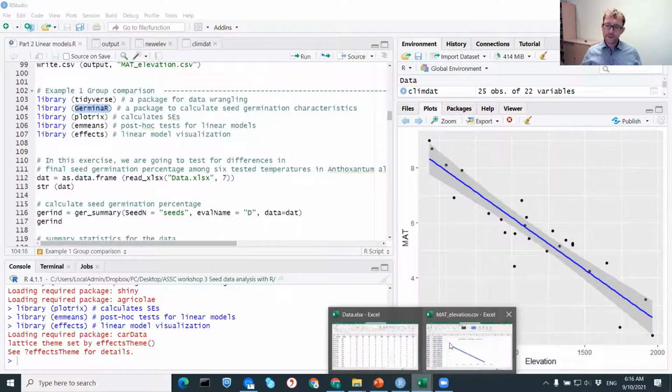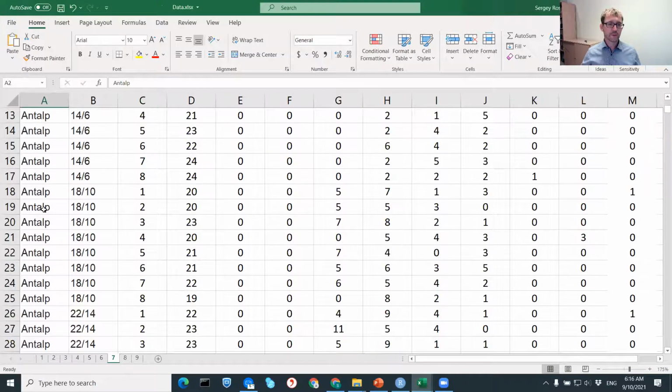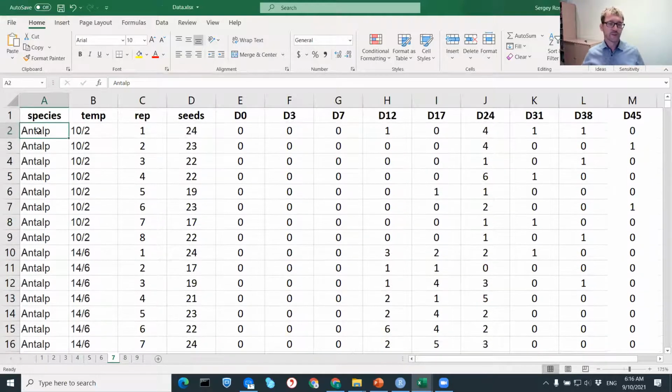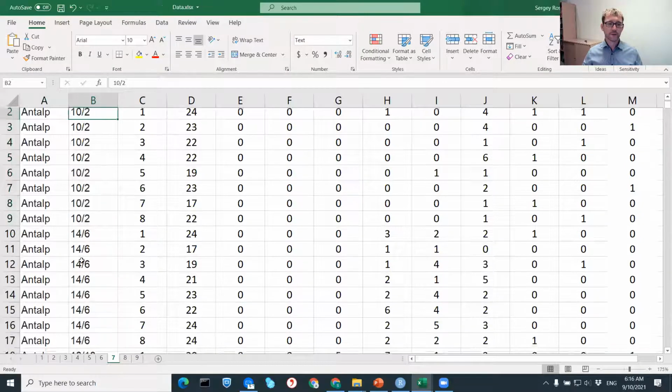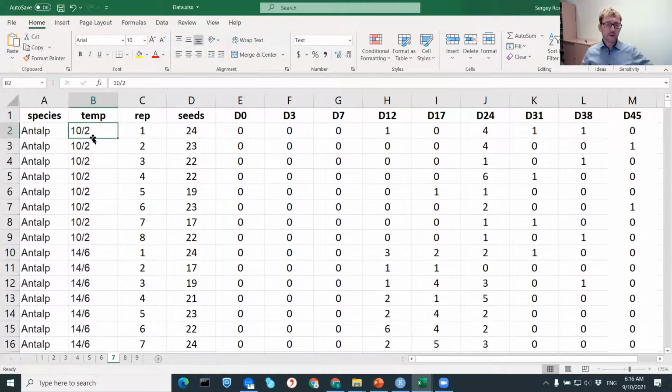Right, what we're having here now is another data set. So I have a poaceae, a grass, Anthoxanthum alpinum, growing at high elevations. I have several fluctuating tested temperatures. So I basically want to find out whether seed germination of this species is affected by temperature.